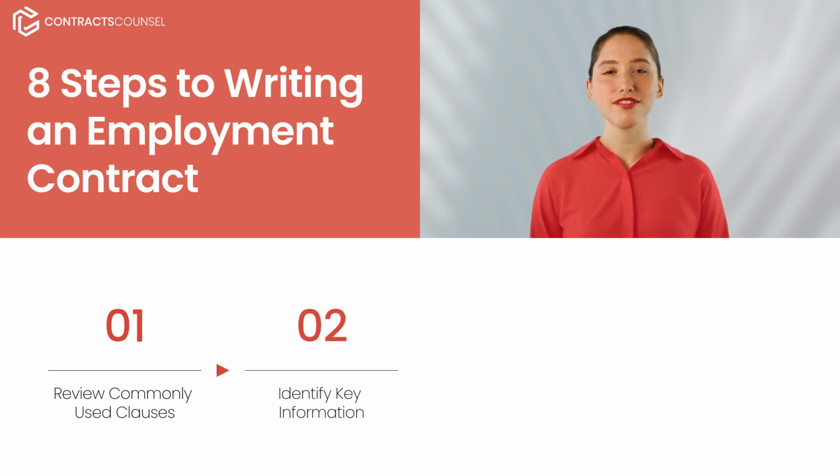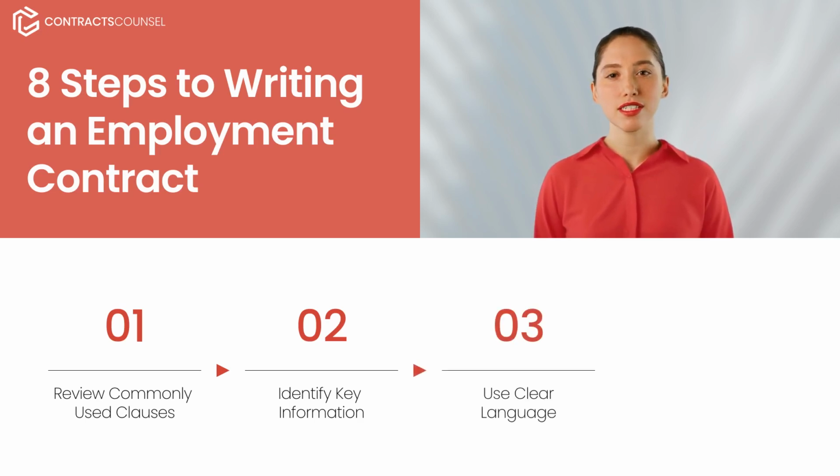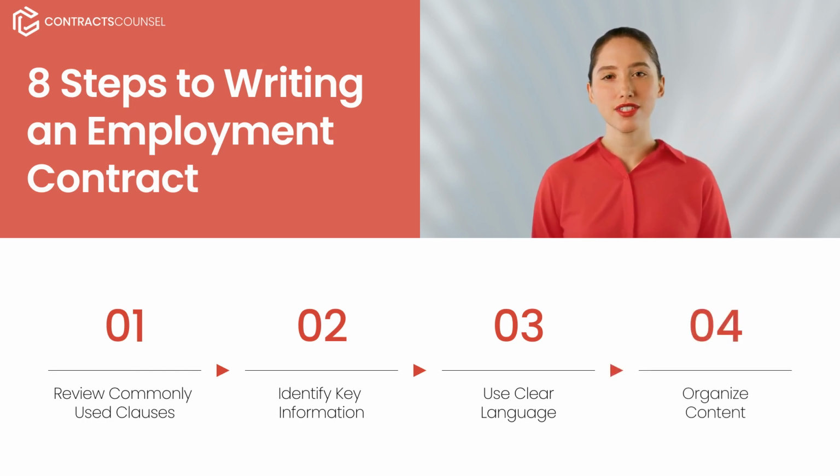2. Identify the key information you want to include in your agreement. This may include details about job responsibilities, compensation, and work schedule. 3. It is critical to use clear and concise language that all users can understand. 4. Once you've written your clauses, organize them so that they are logical. For example, you likely want to have the job title and description section come before the compensation and benefits section.